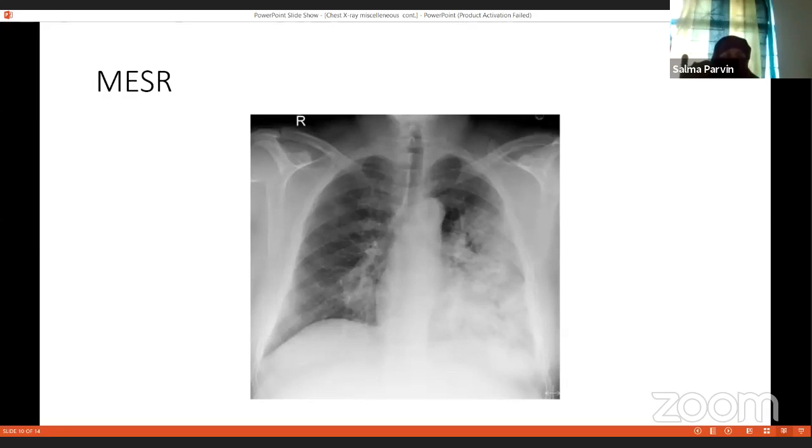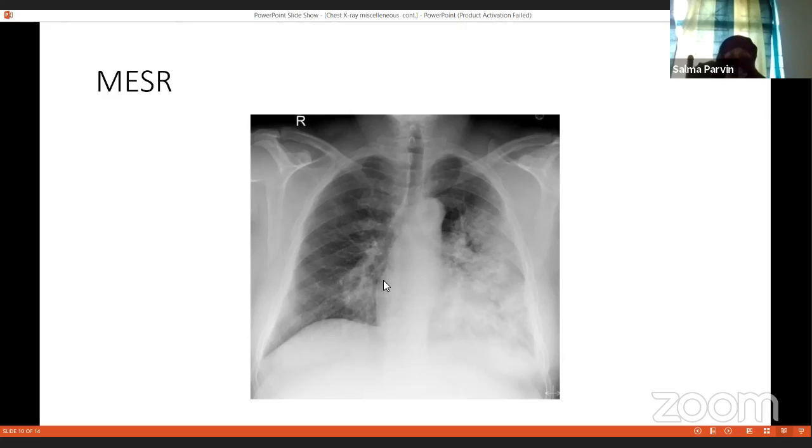Another differential diagnosis is MERS. MERS is another coronavirus outbreak that happened during September 2012 in the Middle East. And how can you differentiate COVID-19 and MERS-CoV? This is the X-ray of the MERS.